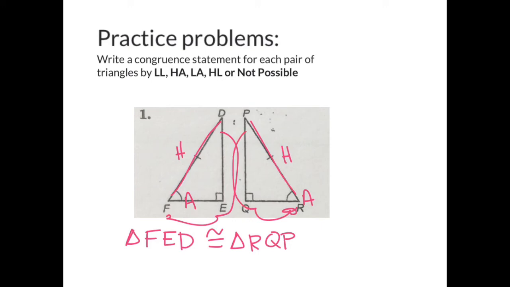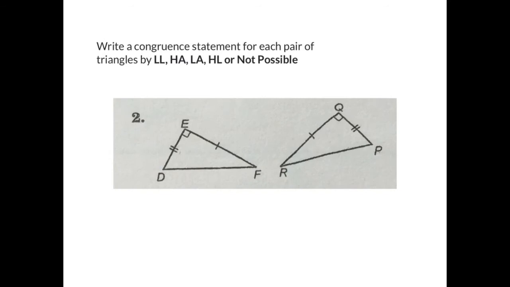RQP. You need to be going in that same order. And I will say by hypotenuse angle. And there's my congruent statement and actually my justification along with that. Continuing on here, still again, right triangles.